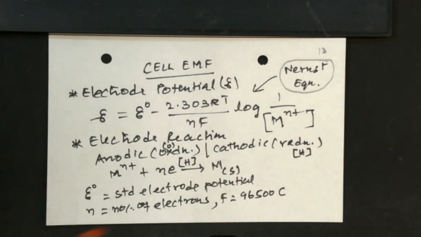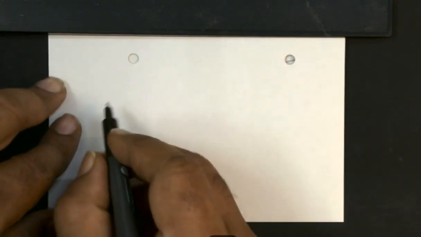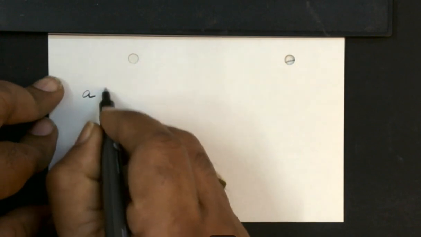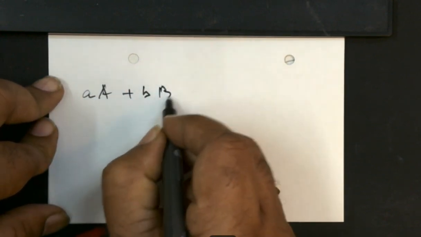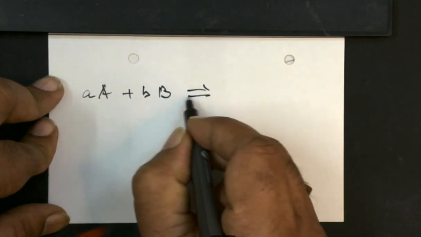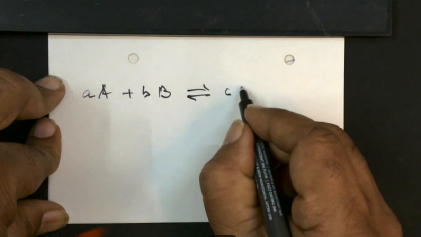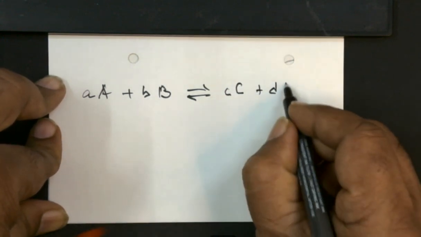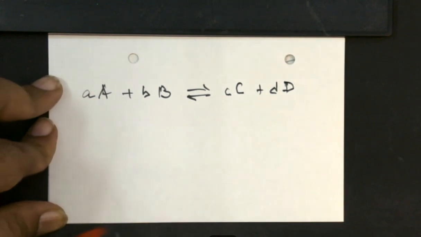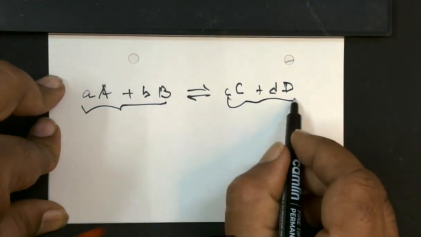Equilibrium constant, that is represented by what? K, is it not? Now listen, I have a moles of A reactant and b moles of B reactant, and it sets up an equilibrium to give c moles of C product plus d moles of D product. So you can write down: this is the reactant and these are the products.